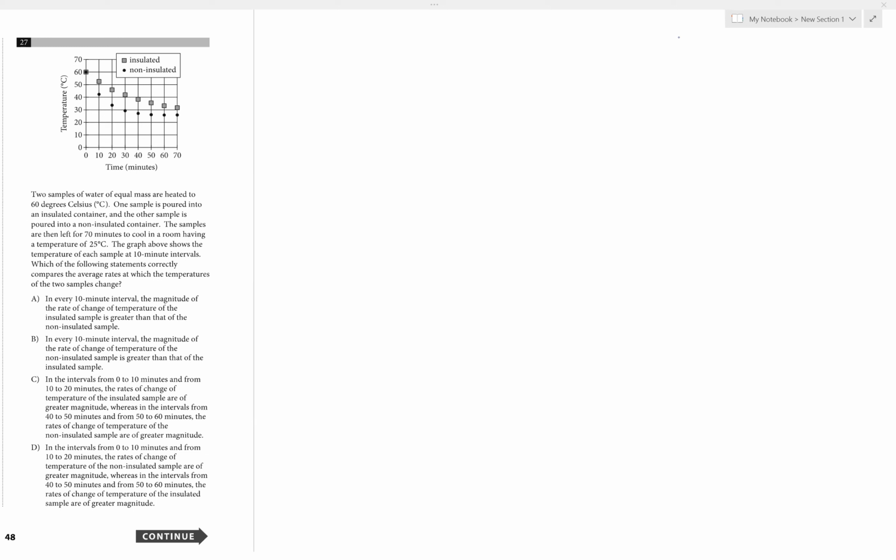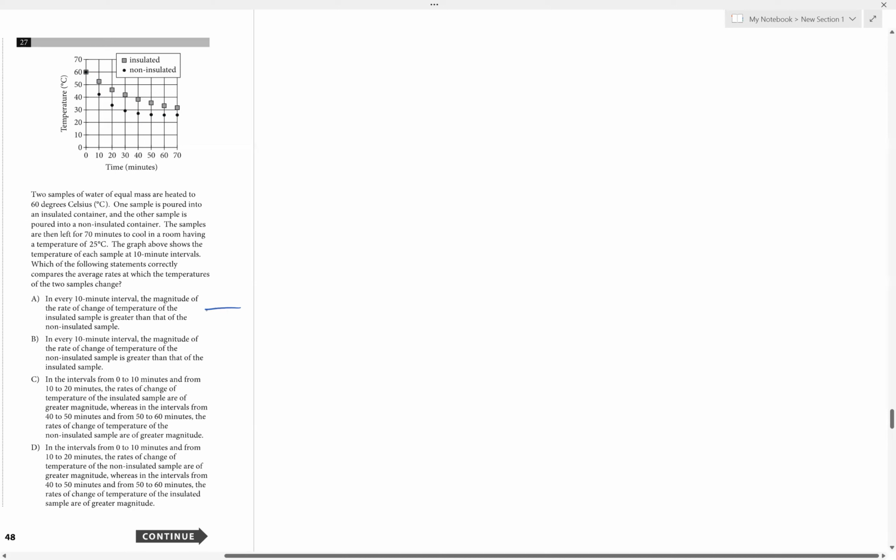Okay, so pretty much we have this chart, and we see the little gray squares represent the insulated sample, and the dots are the non-insulated water. Okay, and then we see the temperature for the non-insulated sample seems like it drops faster initially compared to the insulated sample, because that's what we observe initially. But we'll have to look at it a little bit more carefully as we go through the answer choices.